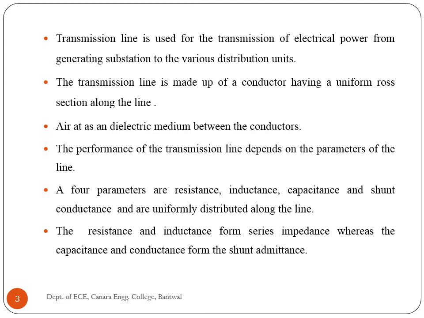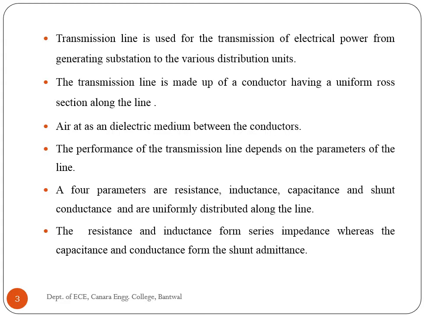The transmission line is made up of a conductor having a uniform cross section along the line. Air acts as an insulating or dielectric medium between the conductors. For safety purposes, the distance between the line and ground is much more. The electrical tower is used for supporting the conductors of the transmission line. For transmitting high voltage over long distance, high voltage direct current is used in the transmission line.